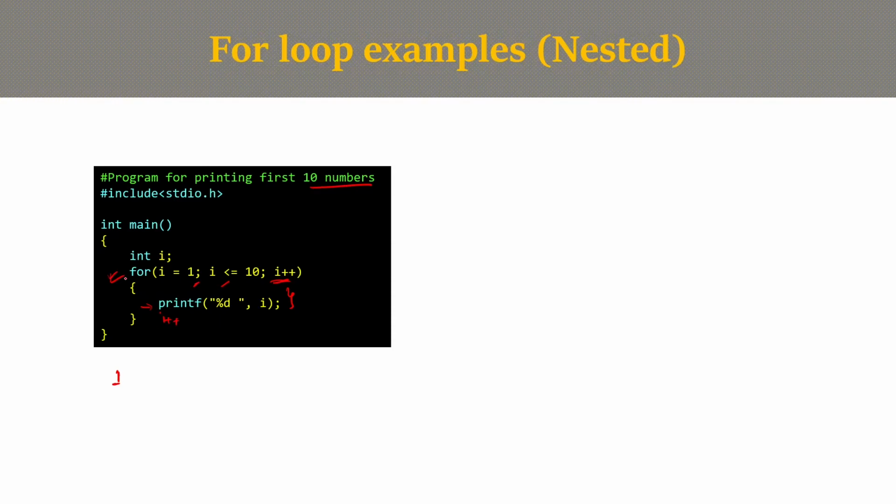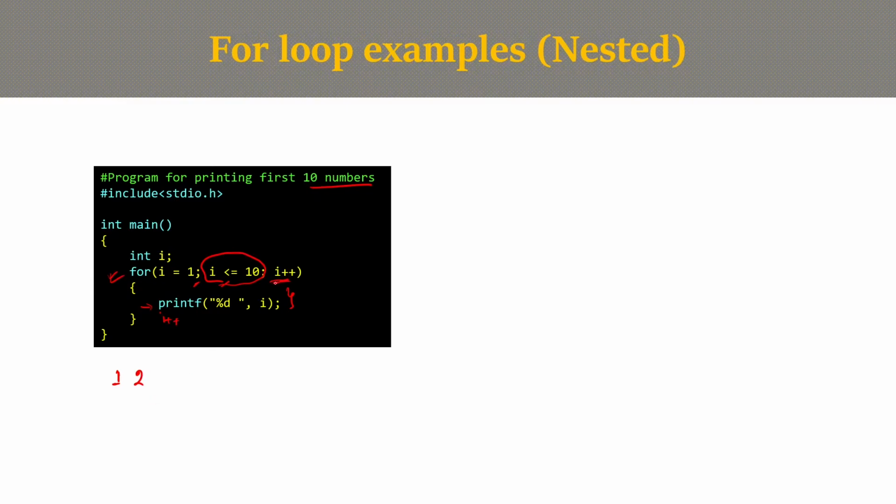Now it will again go back to the for loop and check the condition. It will check whether I is less than or equals to 10. Yes, the current value of I, which is 2, is less than 10. So it will print the value of 2. So here it is printing the value of 2.